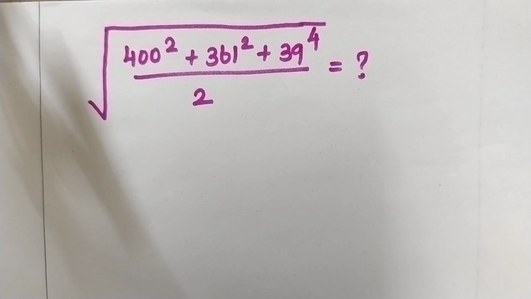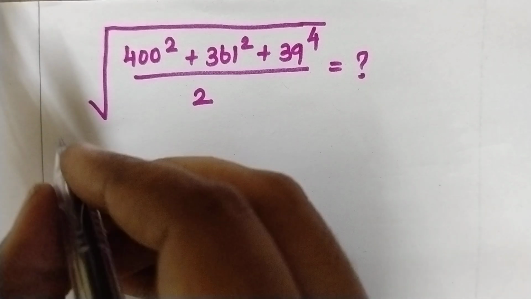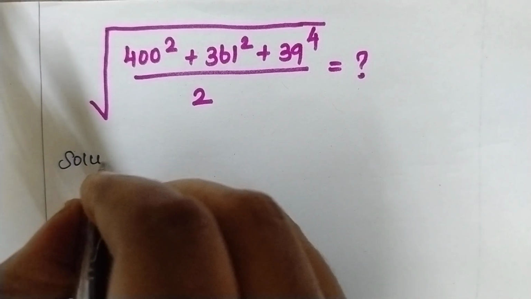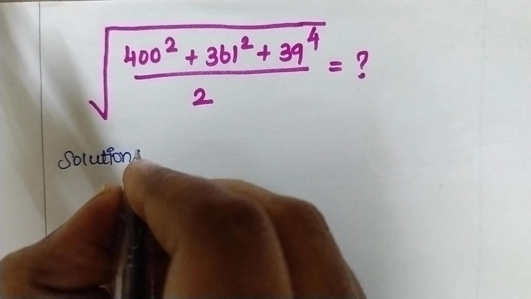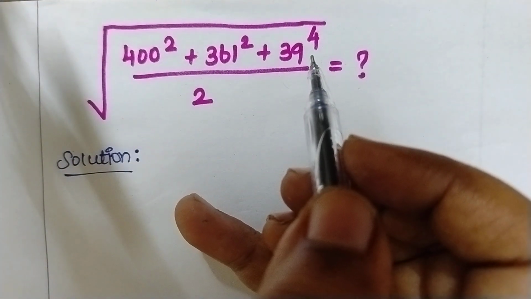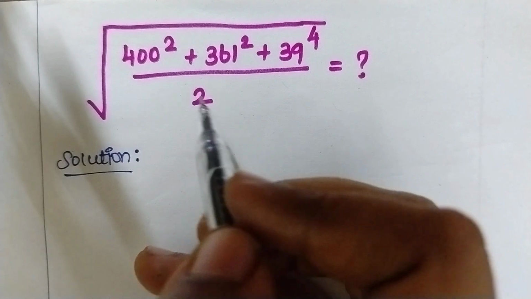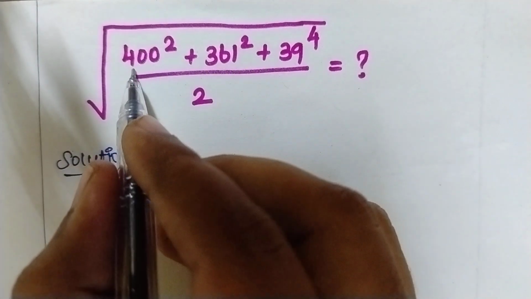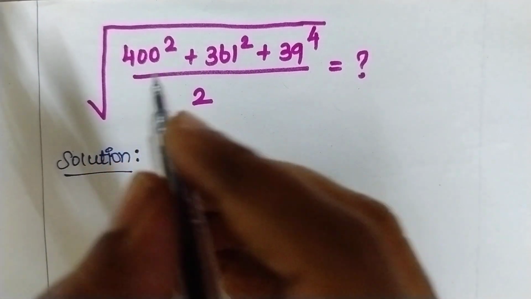In today's class we are going to solve this problem and also learn how to handle these types of problems. So let's begin with the solution. First we need to know the relation between the numbers and also know the multiples of each number. So first we need to check what are the multiples of this number.